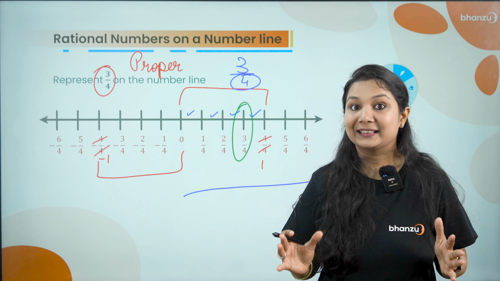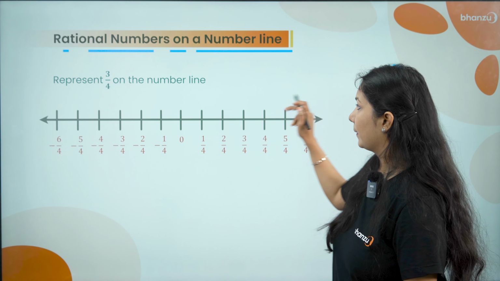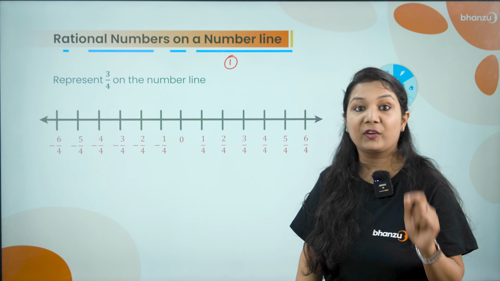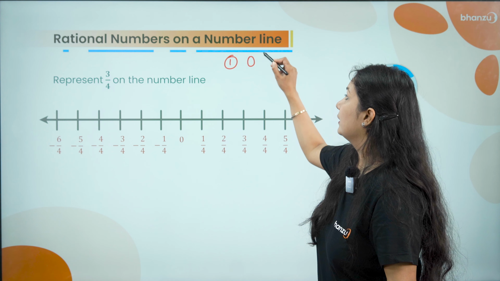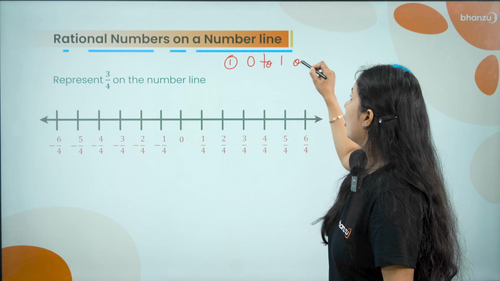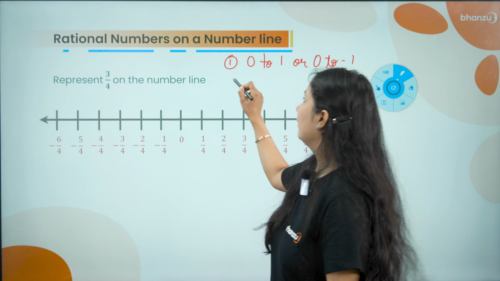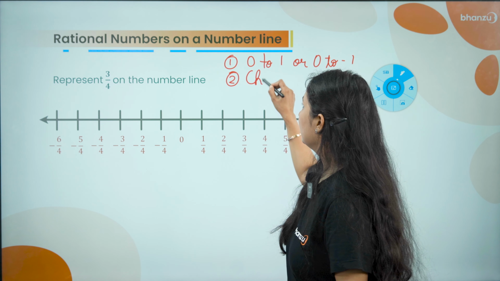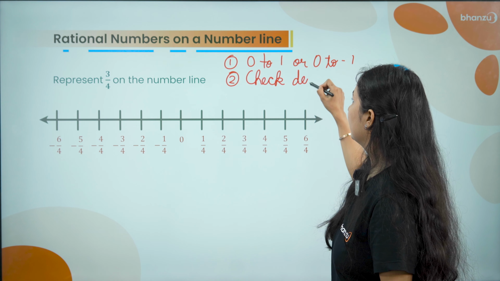Got it? Yes. So what did we actually do? We have discussed 3 different steps. First, whether it's a proper fraction or an improper fraction. If it's a proper fraction, it will lie between 0 to 1 if it's positive, or 0 to minus 1 if it's negative, right? Second one, check the denominator to see how many intervals should be made.